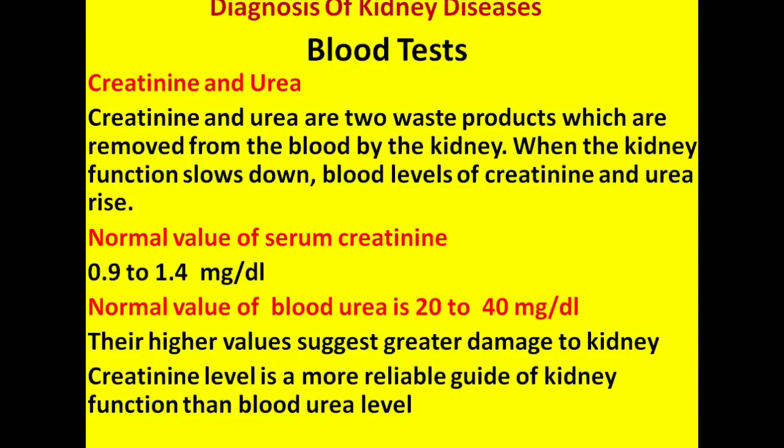The commonest indicator of the healthiness of the kidney is done using two common tests, called creatinine and urea. Creatinine and urea are two waste products which are removed from the blood by the kidney. When the kidney function slows down, these waste products accumulate in the blood and they are very easy to detect. The normal value of creatinine is 0.9 to 1.4. The normal value of urea is 20 to 40. Their higher value suggests greater damage to the kidney, and creatinine level is a more reliable guide for kidney function than the blood urea level.